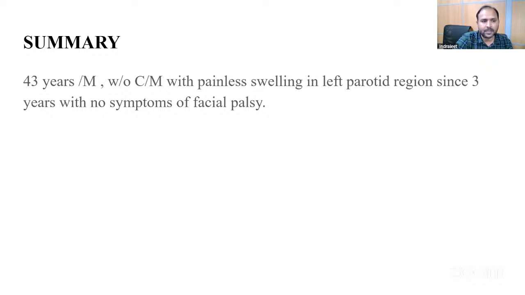To summarize my history, my patient, a 43 years old male without any known comorbidities, presented with painless swelling in the left parotid region since last 3 years with no symptoms of facial palsy.